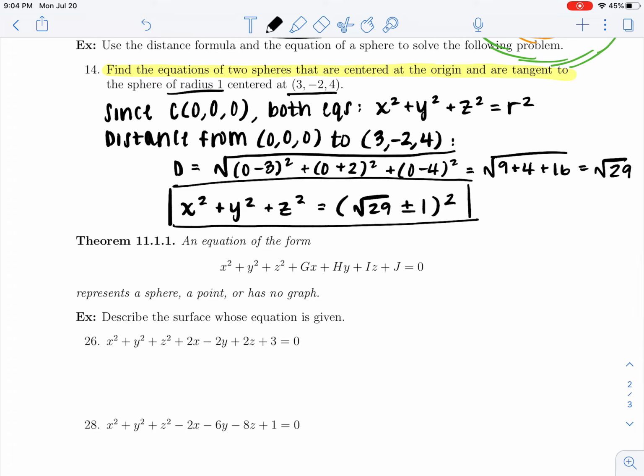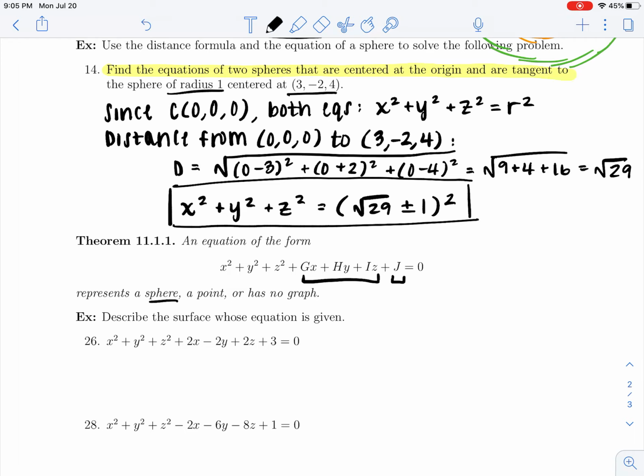So we're coming up to our first theorem here. And what it's going to do is it's going to tell us the types of graphs that we can have for equations of a particular form. So the equations that we're looking at are of the form x squared plus y squared plus z squared plus these linear terms gx plus hy plus iz plus some constant equaling 0. And we have three possibilities for equations of this form.